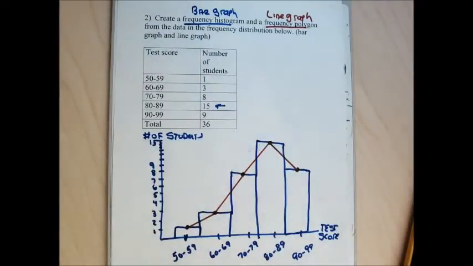That seems absolutely adequate for this problem. You don't have to do any more than that. It's just organizing the data in a bar graph and organizing the data with a line graph.